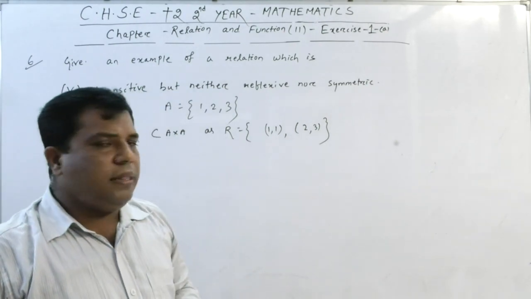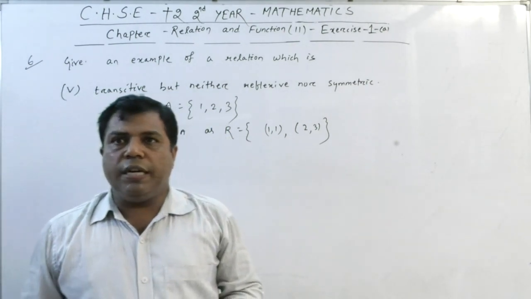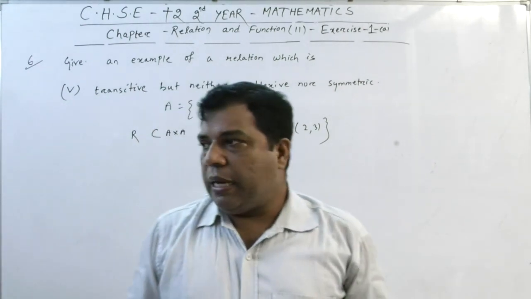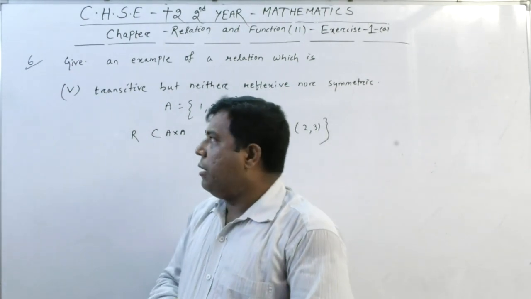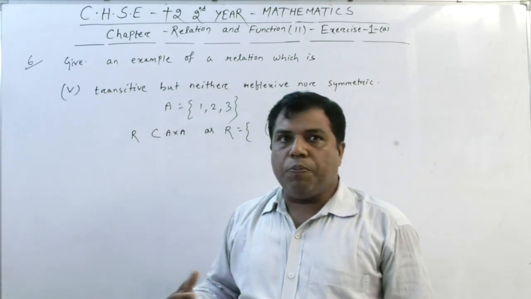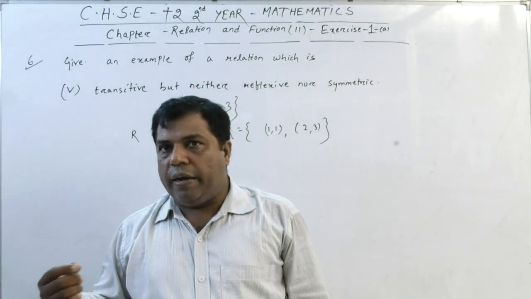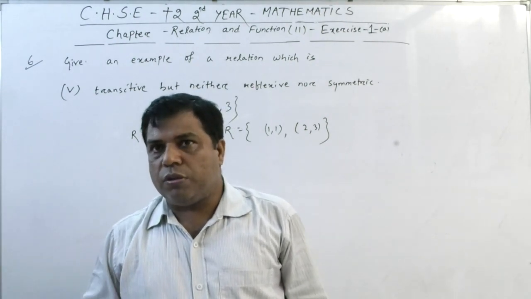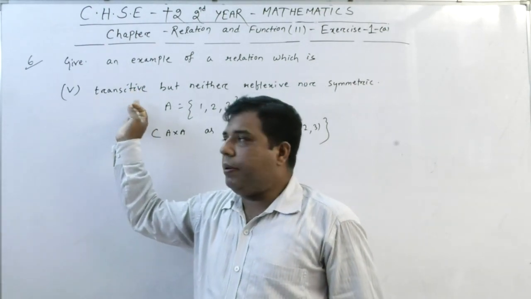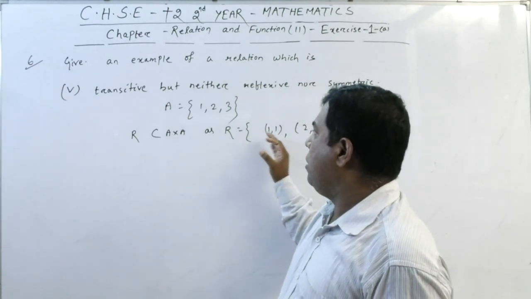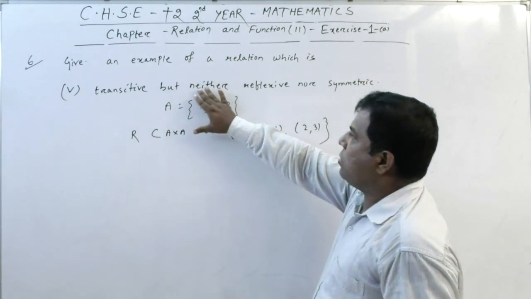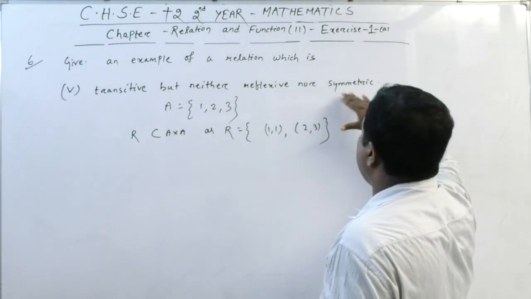So in this way we can proceed, or we can write some examples for clarity. Okay, I am going to give this again for you, because in the previous video some students were asking, sir, how is this possible. So for your clarity I am giving this again for your information, that this is the way to write a transitive relation, which is transitive in nature but neither reflexive nor symmetric. Okay.